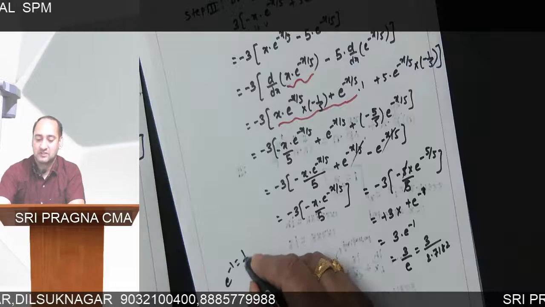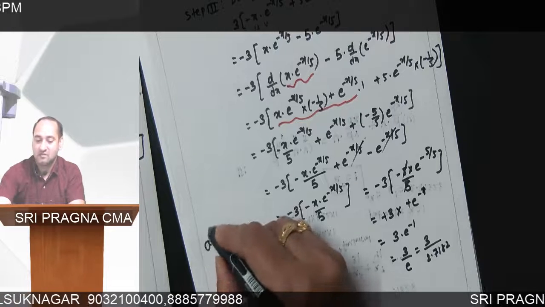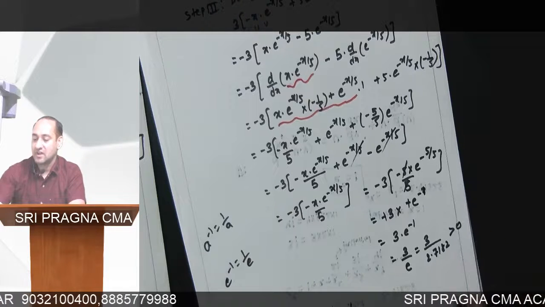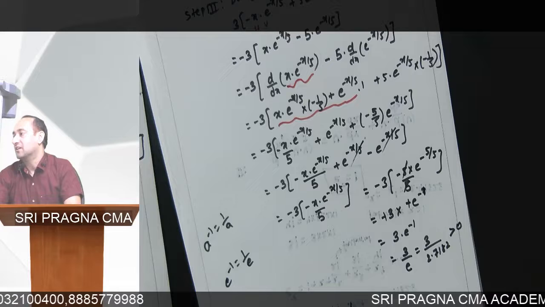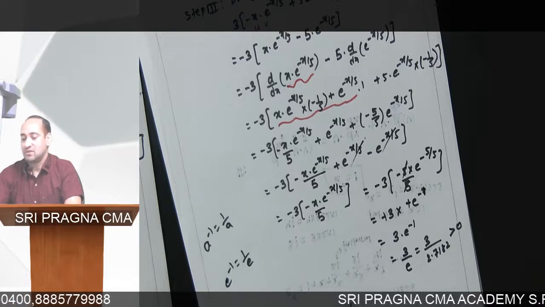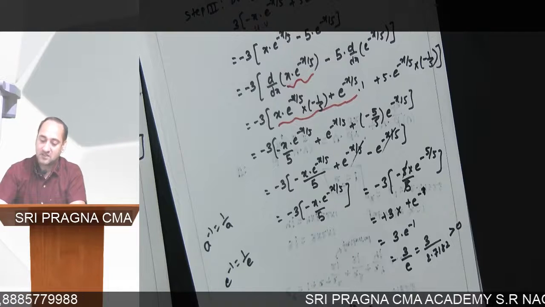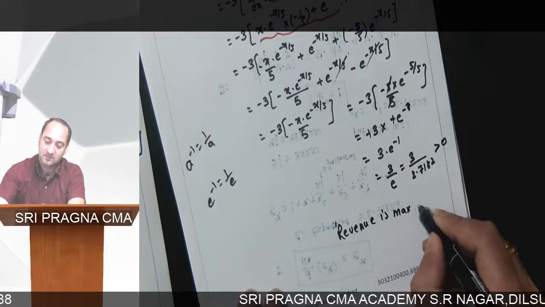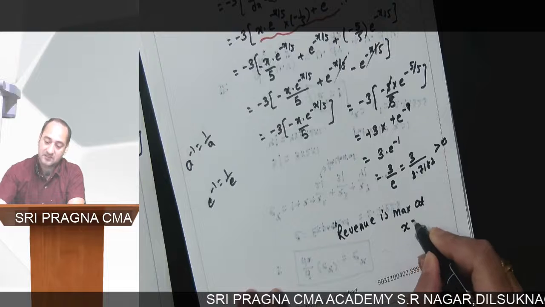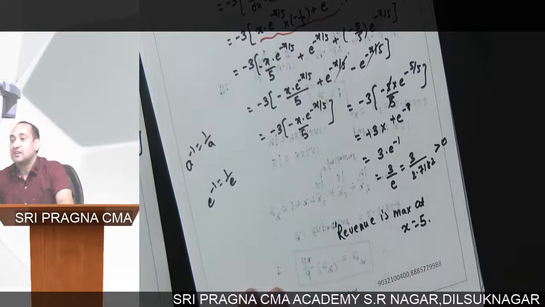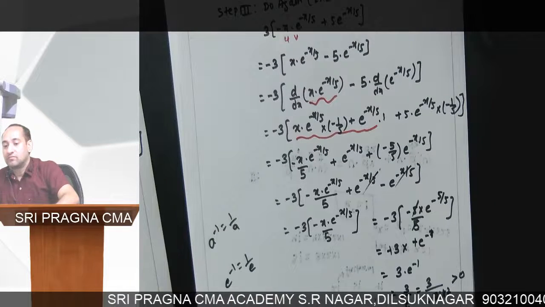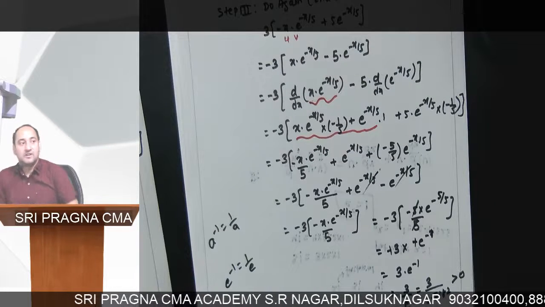Okay. So e to the power minus 1 is equal to 1 by e, you know very well. I have discussed. E to the power minus 1 is equal to 1 by e. Right? So this is going to be a positive number. So when we say positive number, what happened? Maximum. Right? Maximum. So that's why revenue is maximum. Revenue is maximum at x is equal to 5. Am I clear? Tell me, anyone has doubt? Let me know.